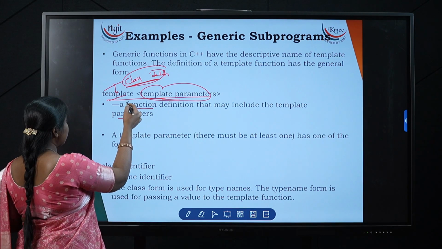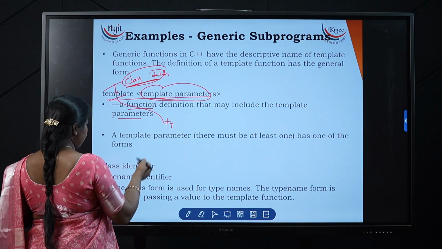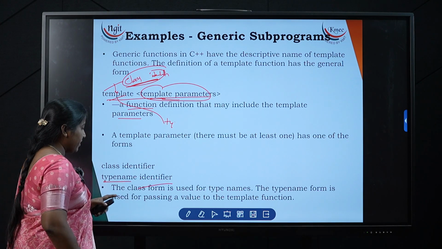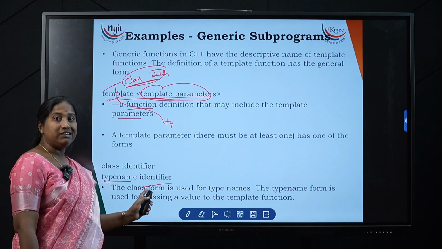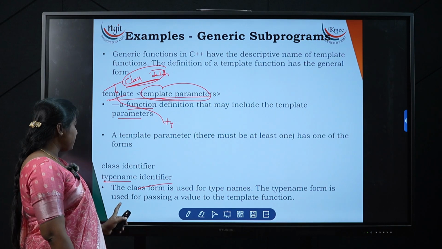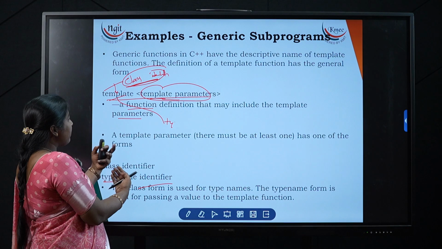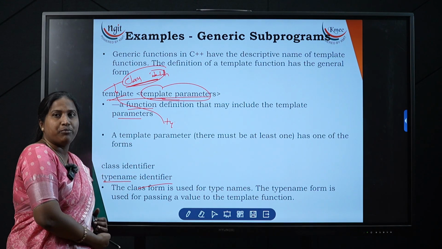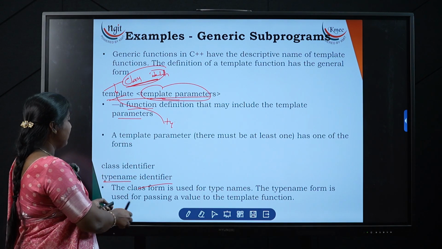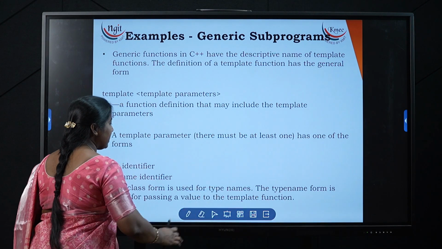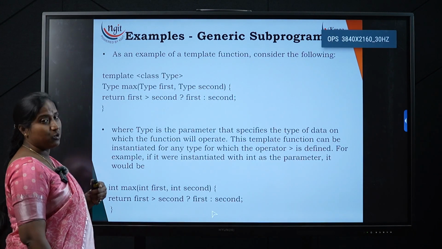And also I can take the other one, typename. Here it is, typename and identifier. The class form is used for type names. The typename form is used for passing a value to the template functions. So this is the way we use generic subprograms, right? And let's see how the other languages use the generic ones.